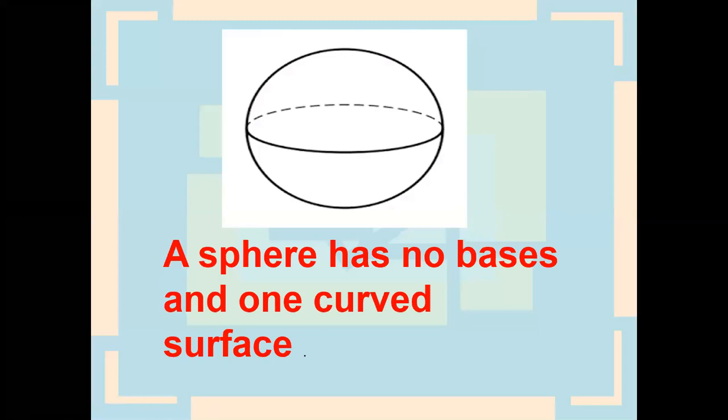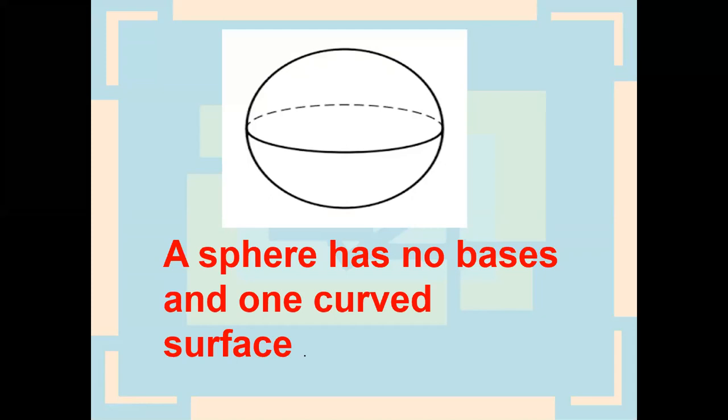Quickly, again. We have two types of solids, polyhedron and non-polyhedron. The polyhedron is the solid whose faces are all polygons. We have two types of polyhedrons, prism and pyramid.